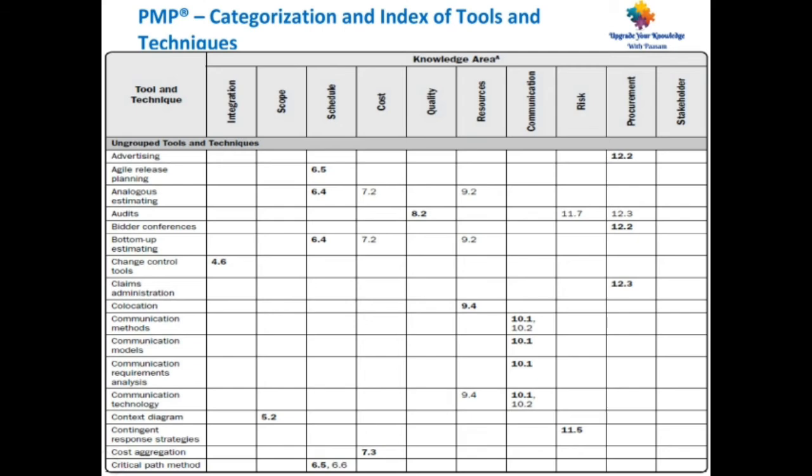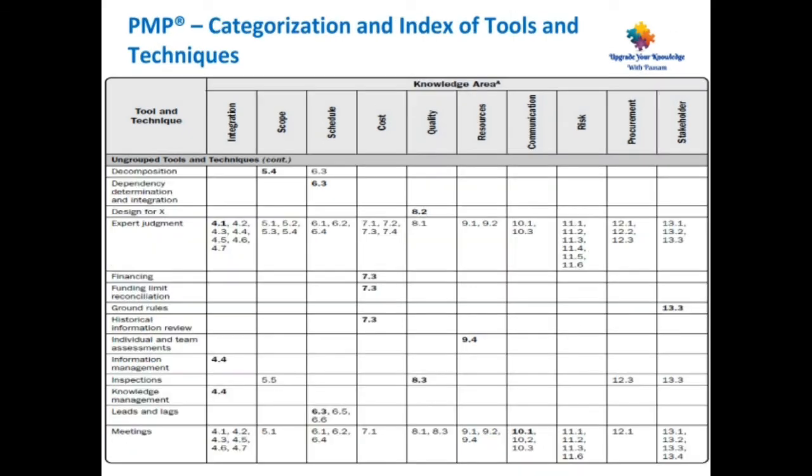If you see the categorization and index table, it shows clearly that out of the knowledge areas, only 5 or 6 knowledge areas have the ungrouped tools and techniques. If you get yourself familiar with the index numbers, you can easily crack the questions.